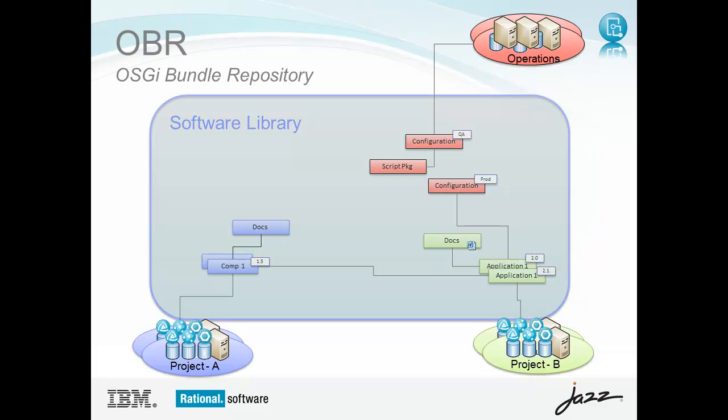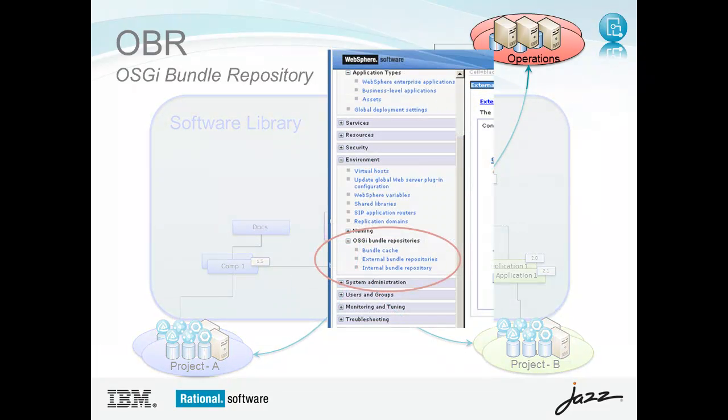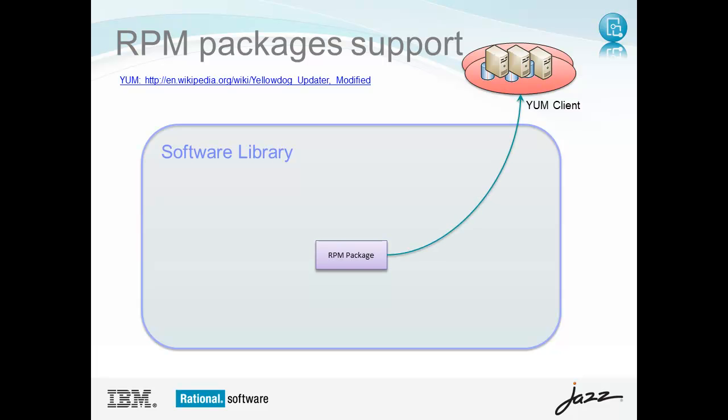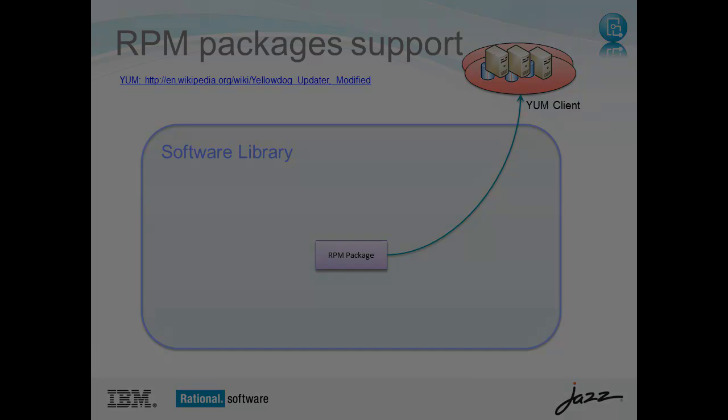RAM already shipped OBR protocol support late last year. This is where development IDEs like Rational Application Developer and runtimes like WebSphere Application Server are using a bundle repository protocol to fetch dependent bundles as part of the installation of an OSGi application. Similarly, in this release, RAM provides support for the YUM client tool. YUM is a common installation tool used on Linux machines when installing RPMs.